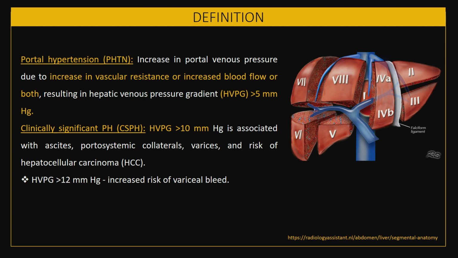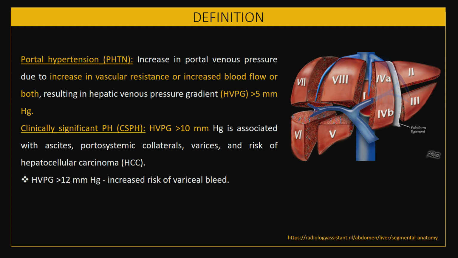So let's first look at the definition of portal hypertension. Anywhere in the body, when we define hypertension, it is either due to an increase in the vascular resistance or increase in the overall blood flow. The same applies here, or both, resulting in a hepatic venous pressure gradient of more than 5 mm of mercury. So the normal hepatic venous pressure gradient is less than 5 mm of mercury.